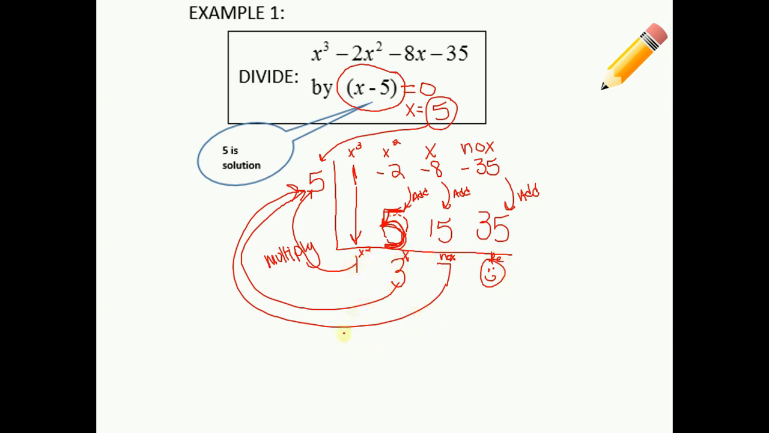So my final answer for my division would be 1x squared plus 3x plus 7. So if I divide this polynomial by x minus 5, I would get this for my answer as well. Same thing if you would long divide, you would get the same answer as well. Synthetic just allows you to break it down faster, and it's not as time consuming.